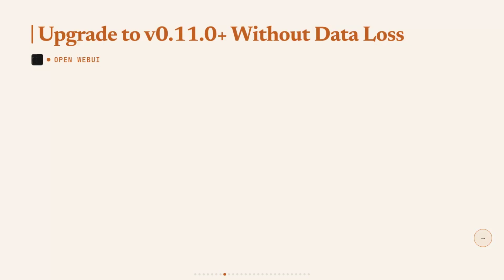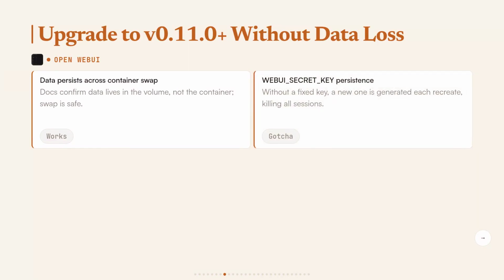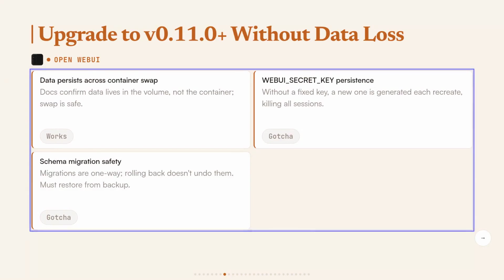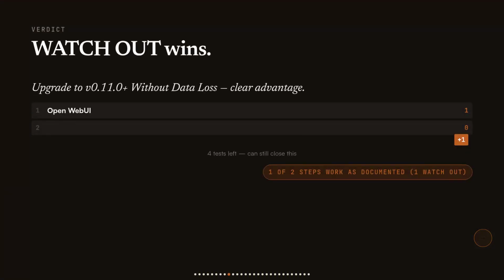V0.11.0 shipped July 27, 2026 with a redesigned interface, and your data does survive a container swap. It lives in the volume, not the container. But 2 things bite. Skip the WebUI secret key on the recreate, and a new key gets generated every time, killing every logged-in session. Worse, the schema migration is one way. Roll the container back and your data stays on the new schema, broken. Restoring from a pre-update backup is the only real undo button. Pin version 0.11.0 instead of main, backup first, and update every worker at once.